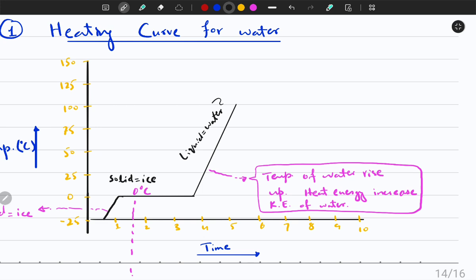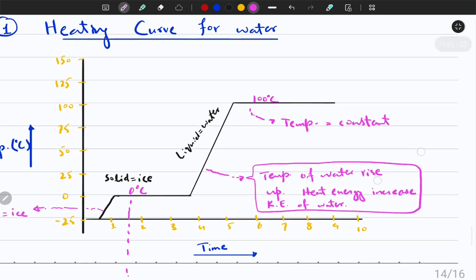Until it reaches 100 degrees Celsius. The moment it reaches 100 degrees Celsius, the temperature again becomes constant. This is 100 degrees Celsius, right? Which is the boiling point of water. At this point, the temperature becomes constant. Okay, so what's going on at this point? The temperature again becomes constant, it would not increase or decrease.